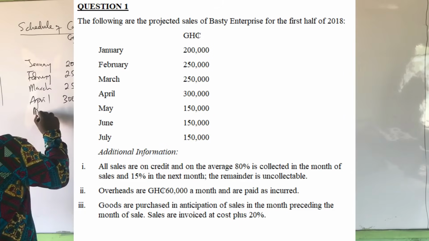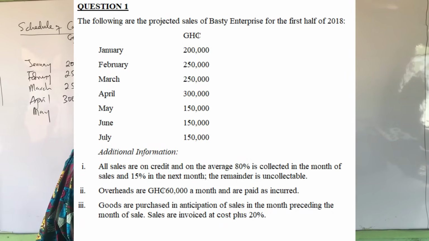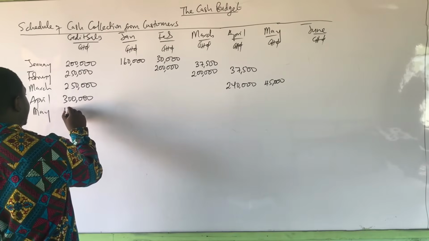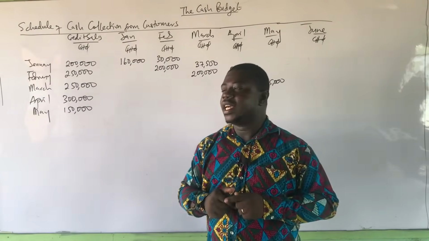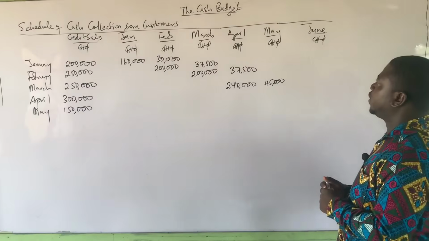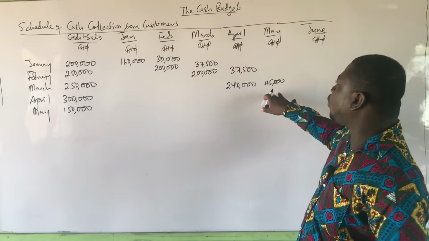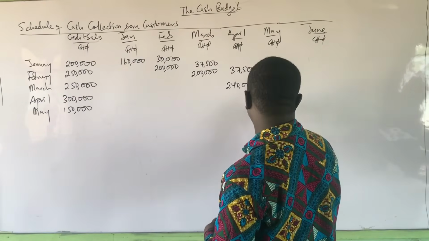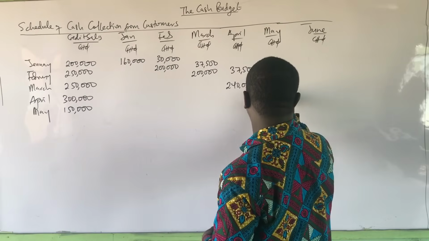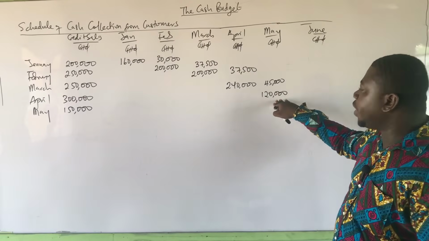So in the month of May, the credit sales for the month of May is 150,000. So 80% will be collected in the month of sale. And so we find 80% of 150,000 and we collect that in May. And 80% of 150,000 is going to be 120,000 Ghana cedis. Okay, so 120,000 will be 80%.